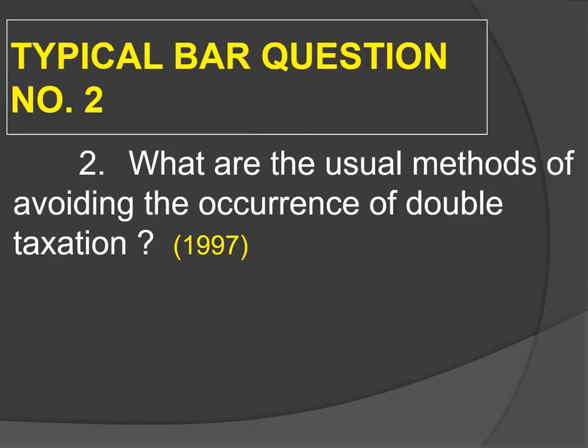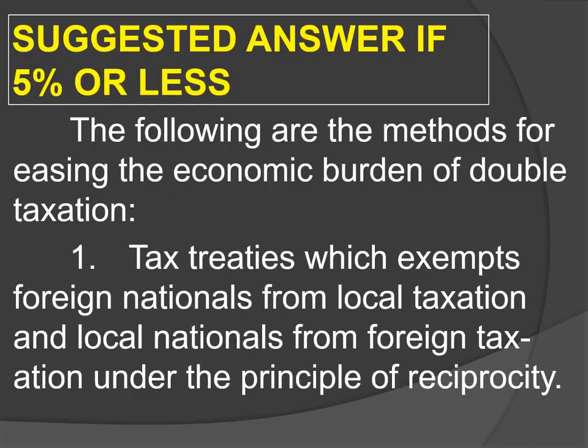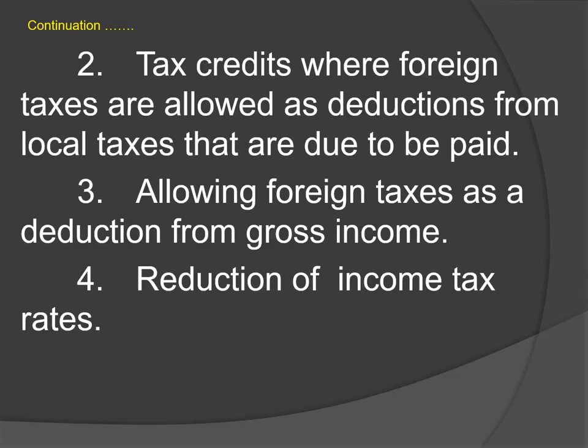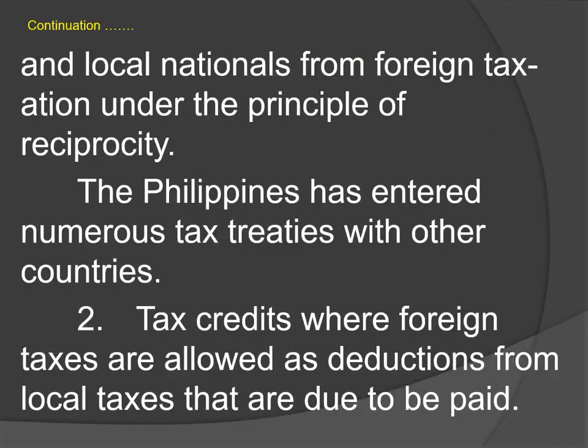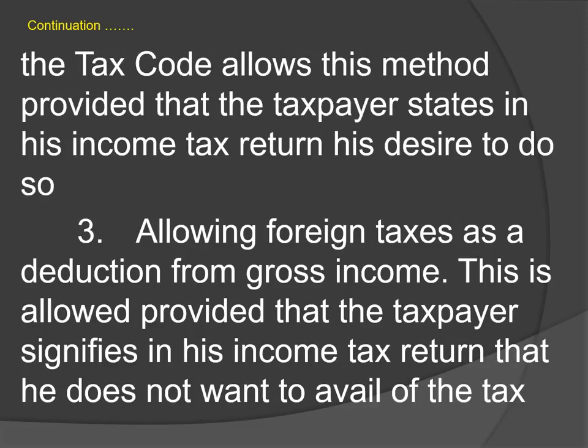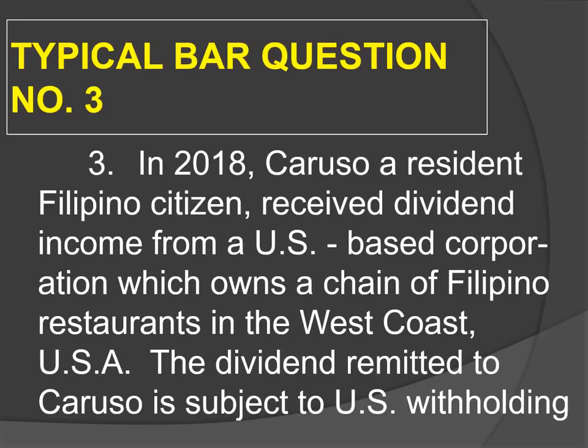Now, it's nothing more than an enumeration. What are the usual methods of avoiding the occurrence of double taxation? And as usual, 5% or less and more than 5%. And then you have question number 3.